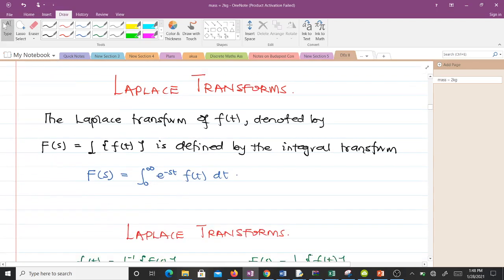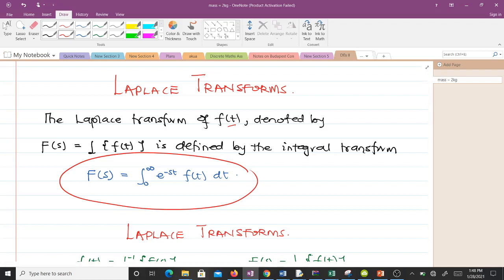So Laplace transforms. The Laplace transform of a function, say f of t, is denoted by what we have here, right? And it is defined by this integral transform. I know this is not your first time of seeing this. So that is how we define the Laplace of a function. So take note of that.